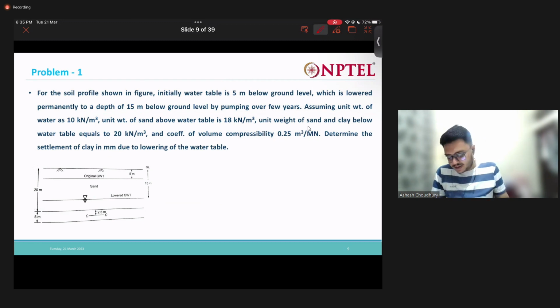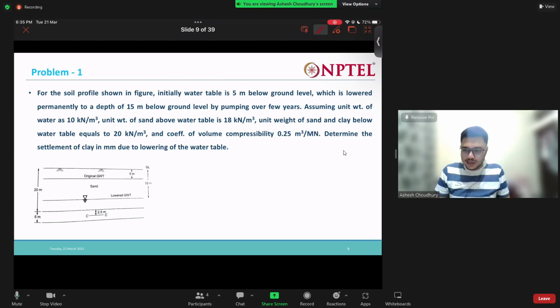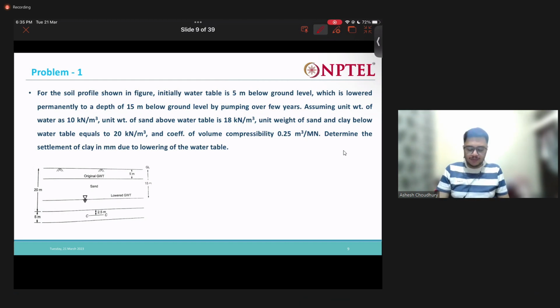My first problem is: for the soil profile shown in the figure, initially the water table is 5 meter below ground level, which is lowered permanently to a depth of 15 meter below ground level by pumping over a few years. Initially my groundwater table was here, then for many years water is being sucked out from the ground by pumping. Due to this prolonged pumping, the natural groundwater table recedes, and it has lowered to this point.